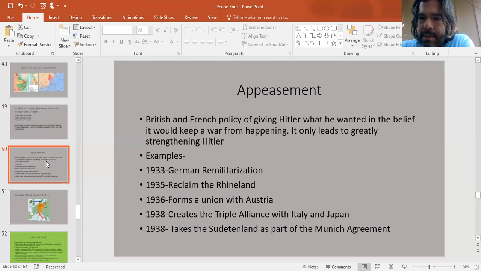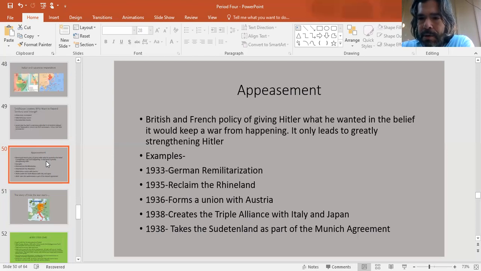One of the stipulations of the Treaty of Versailles was that Germany could never form a military alliance with any other states. In 1938, Hitler forms an alliance with Italy and Japan. It's called the Triple Alliance. And now it really should be code red.